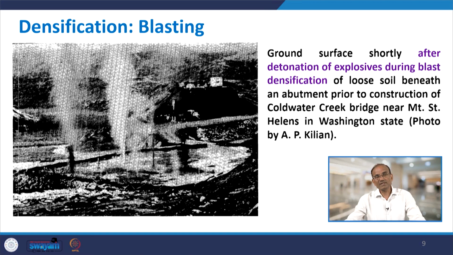Here is one example where the blasting technique has been used for ground improvement. This figure shows the ground surface shortly after detonation of explosive during blast densification. You could see smoke coming out of it. These are the detonators, and the smoke is coming out. These explosives are used for densification of loose soil beneath an abutment prior to construction of Cold Water Creek Bridge. This is also from Washington State in the US, and it is taken from Kramer's book.